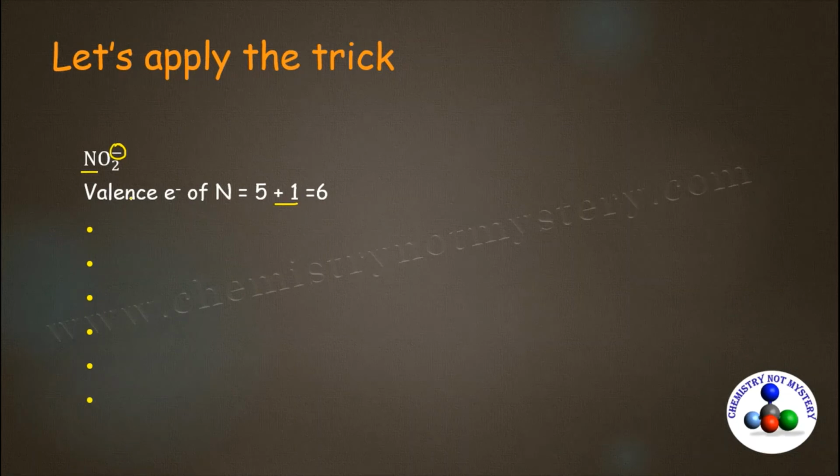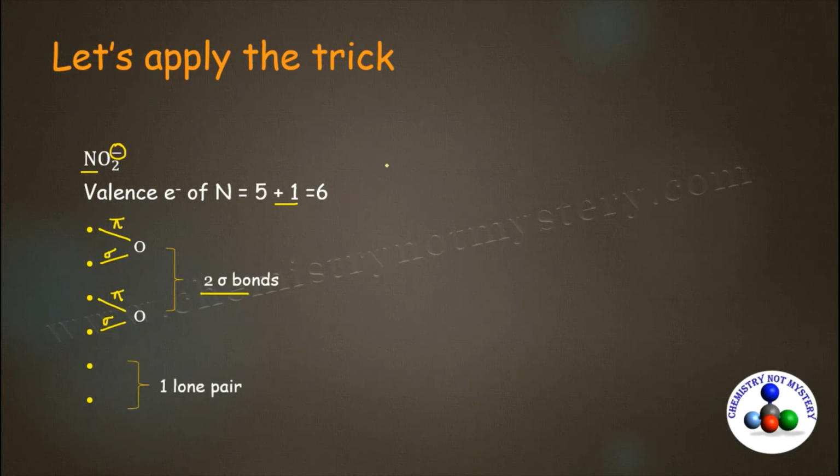Here there are 2 oxygen atoms. Oxygen is a divalent atom. So it will utilize 2 electrons of nitrogen to form a double bond, in which one bond is a pi bond and the other bond is a sigma bond. Similarly, the other oxygen also utilizes 2 electrons of nitrogen for the formation of one sigma and one pi bond. So here you will get 2 sigma bonds and these 2 electrons will be considered as one lone pair. So here you will get Z value is equal to 2 plus 1, that is equal to 3.